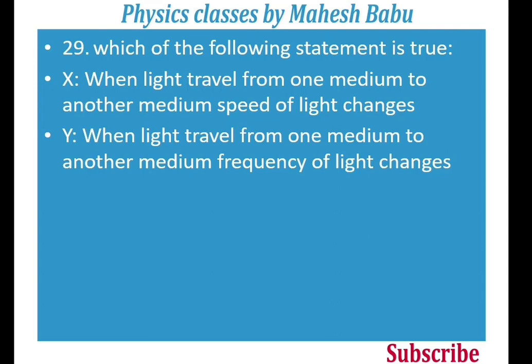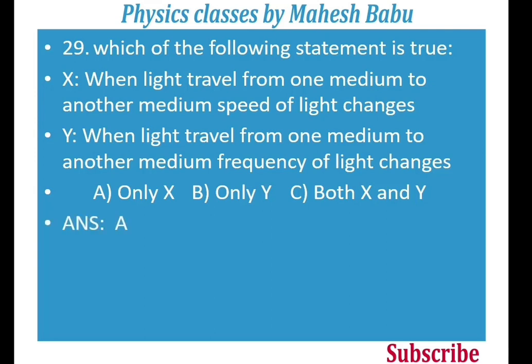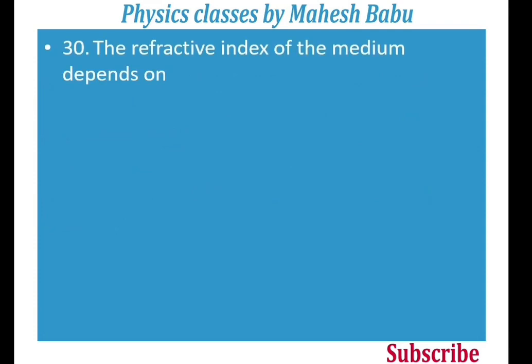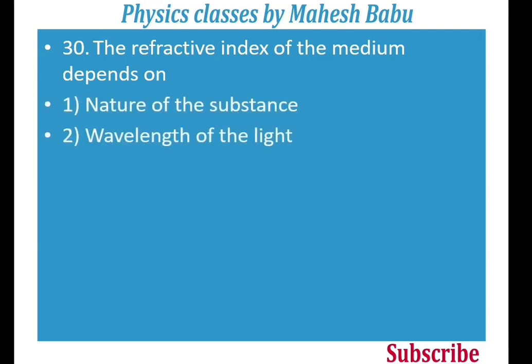Very important bit. When light travels from one medium to another medium, which of the following quantities will not change? Like that, they will ask some questions. Frequency will not change. So the correct option is only X. Next, the refractive index of a medium depends on: nature of the medium, nature of the substance, wavelength of the light, frequency. No, on frequency it won't depend. Only nature of the substance and wavelength of light used, it will depend.